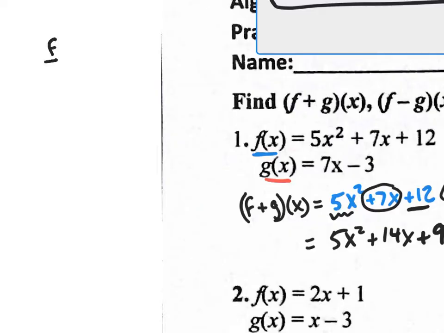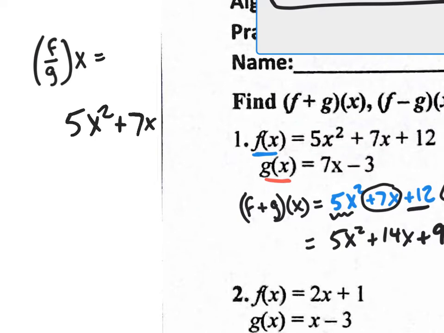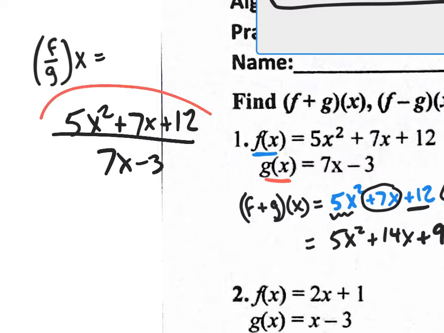So when you have f divided by g of x, it's as simple as this, guys. F divided by g of x. You're going to write your f of x function up on top and your g of x function on the bottom. And since they're not divisible, that would be your answer. Okay? This is your answer.